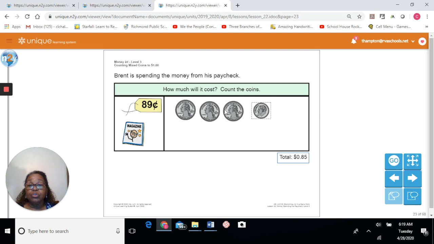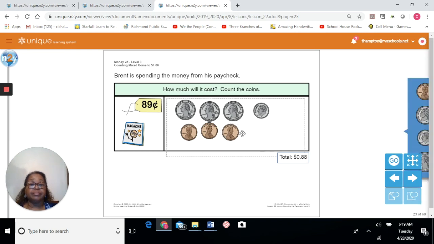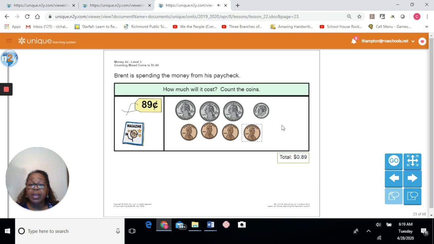We have 85 cents. We're trying to get to 89 cents. 85. We can count on 86, 87, 88, 89. All right, count with me. Let's see if we did it correctly. 25, 50, 75, 85, 86, 87, 88, 89. Excellent. Good job. Let's go to the next problem.